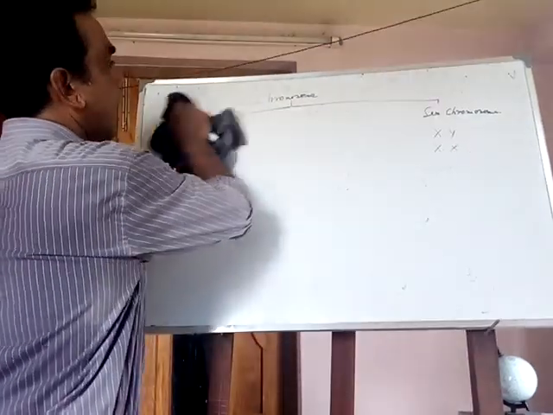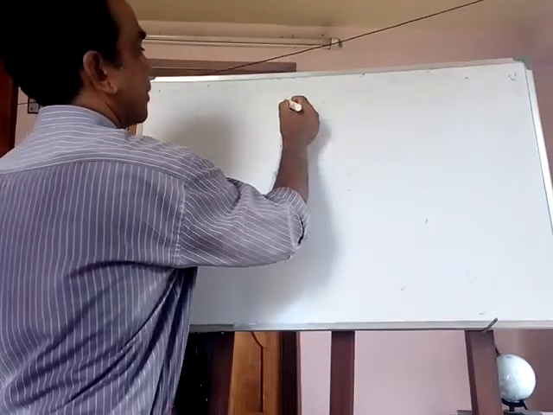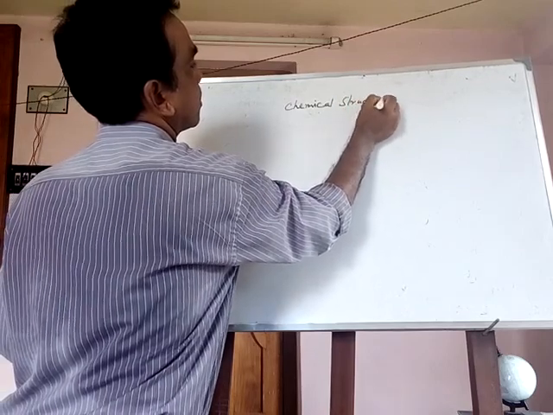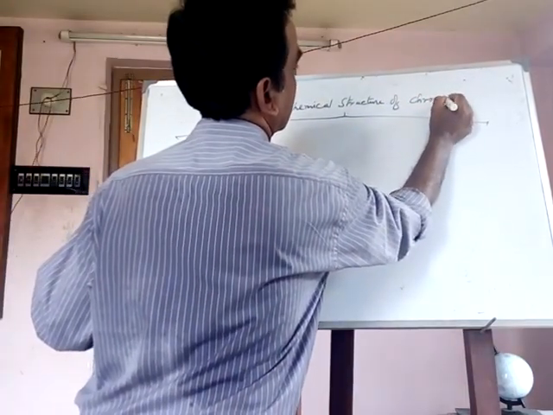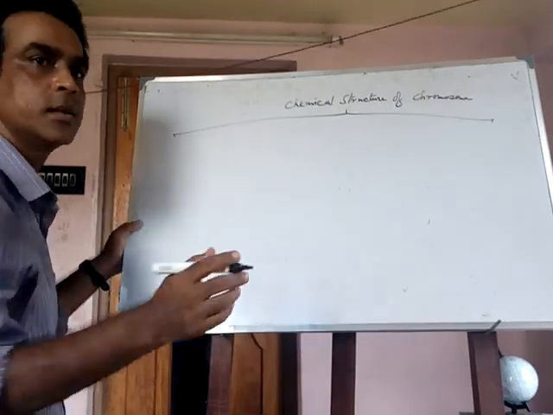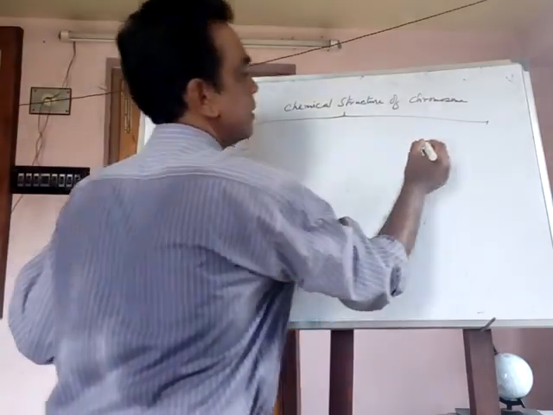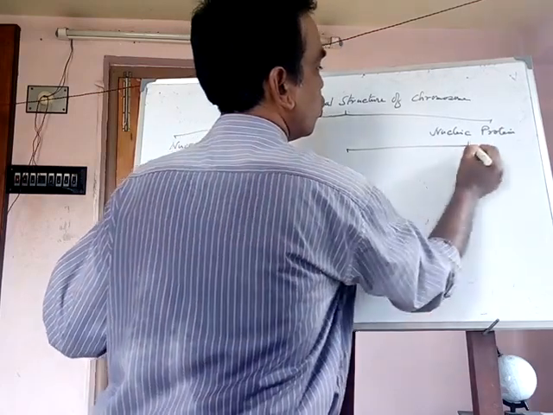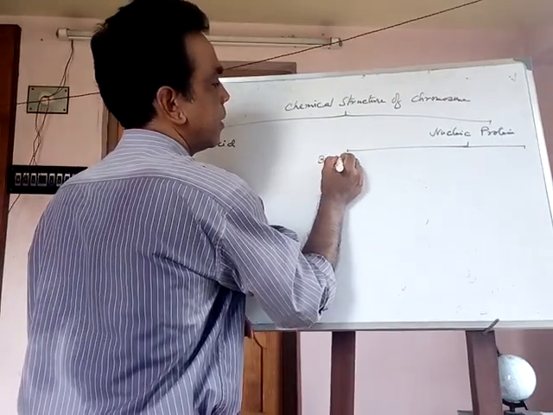Now we learn about the chemical structure of chromosomes. There are 2 separate parts that make the chromosome, that is nucleic acid and nucleic protein. There are 2 important proteins that make the nucleic protein of the chromosome, that is basic and acidic.